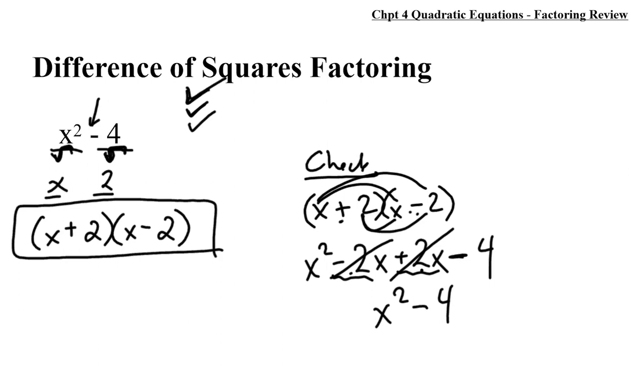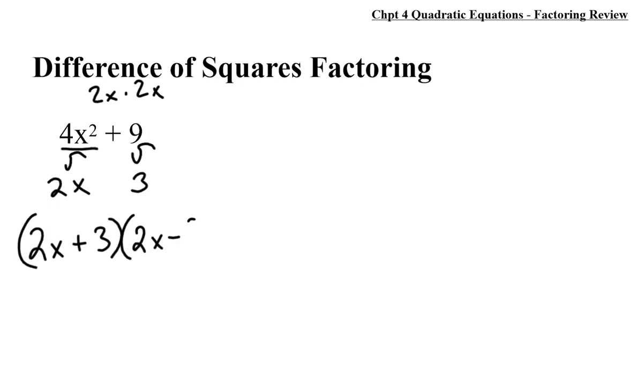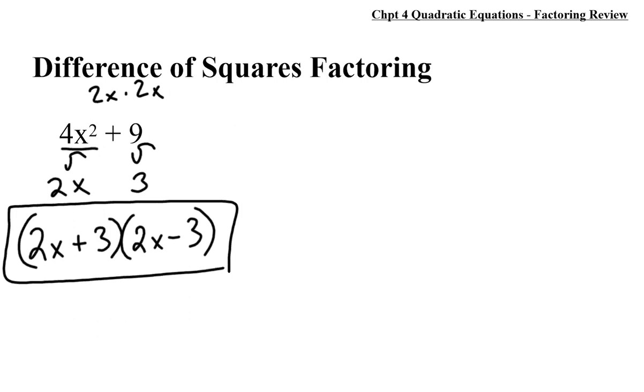Two terms, check. Being subtracted, check. Both square rootable, check. X and a 2, x and a 2, one of each sign. It's that straightforward. So here we go. Can we square root 4x squared and 9? Square root of 4x squared, 2x, because 2x times 2x is 4x squared. Square root of 9 is 3. There's our two terms. 2x plus 3 times 2x minus 3. There's our factored form.